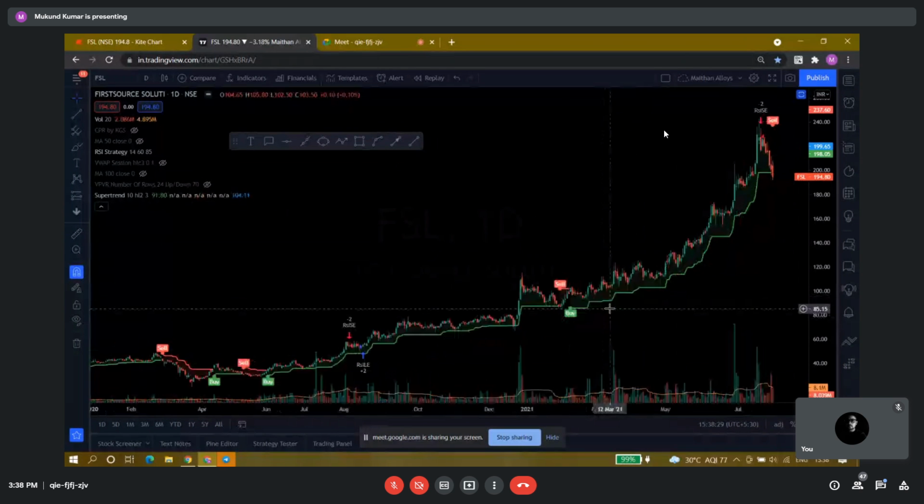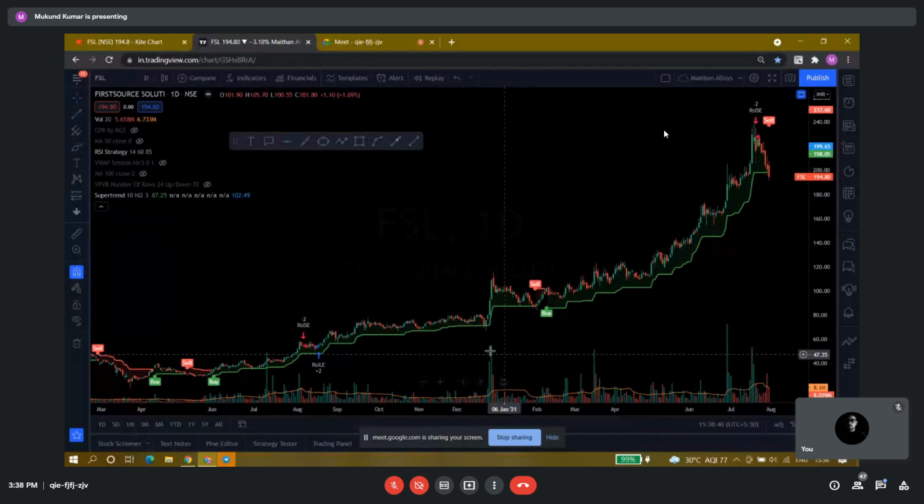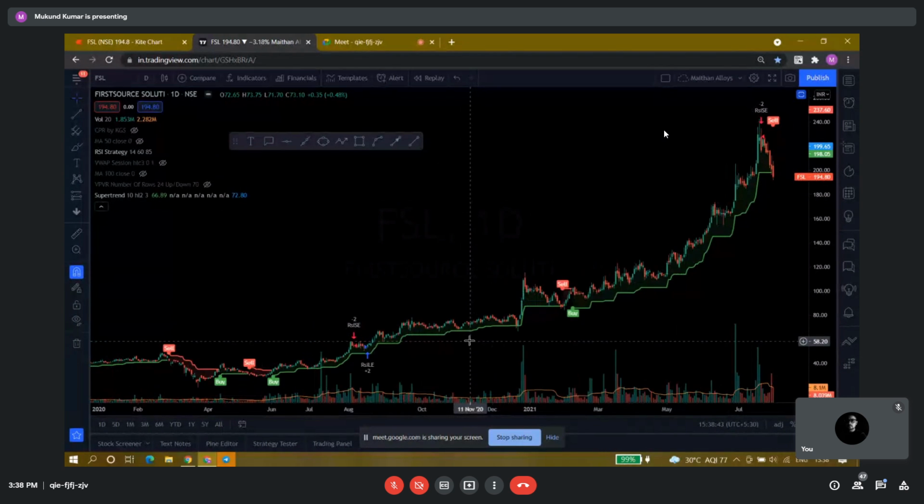You can see a stop loss hitting here just for a few days, and then again it gave you a buy signal, and the price is continuously moving. So it obviously depends on the risk appetite of the investor.